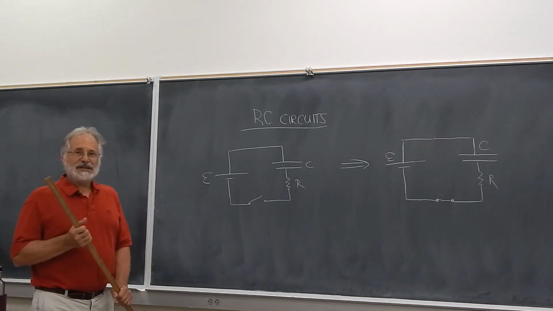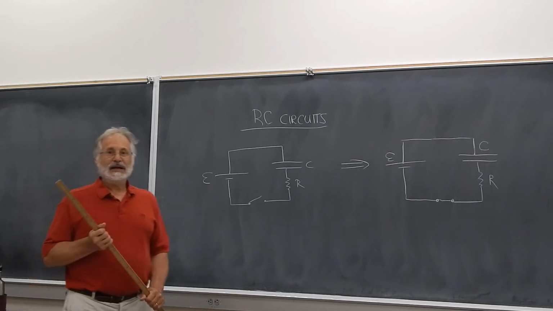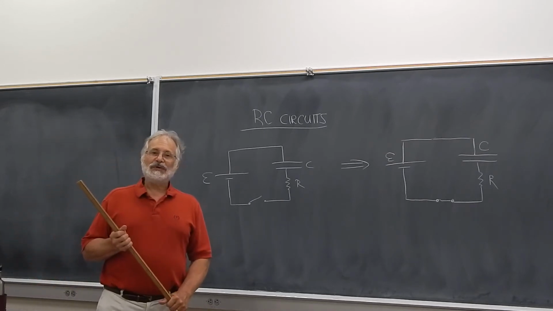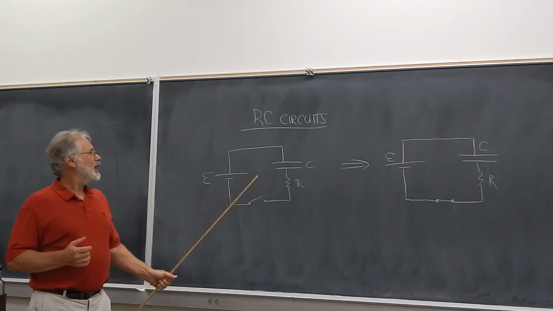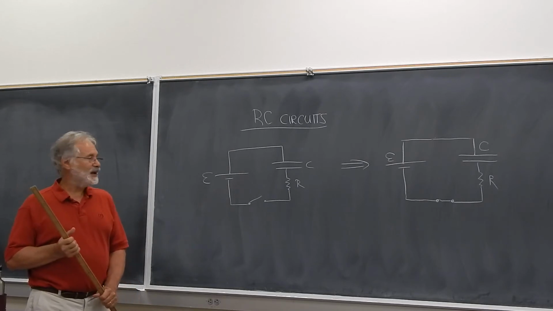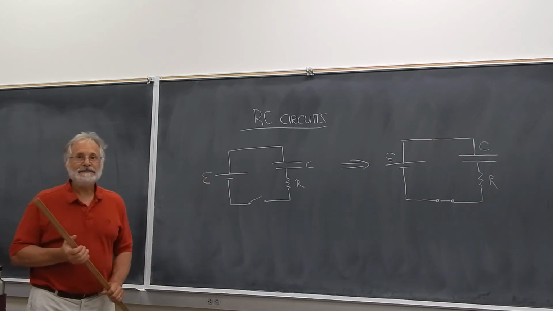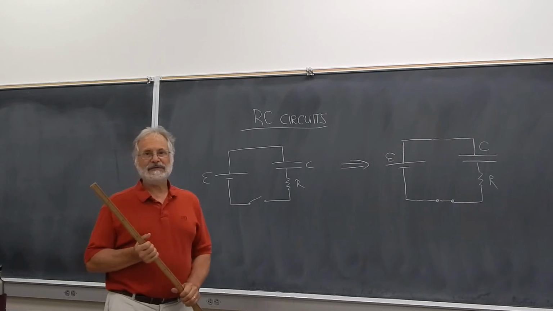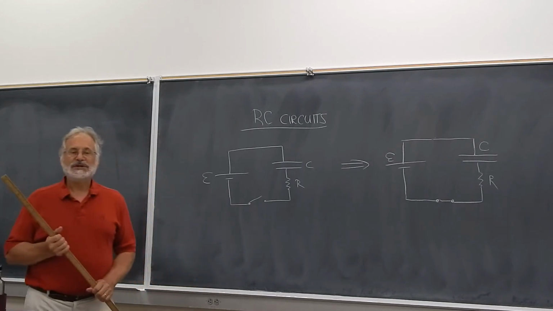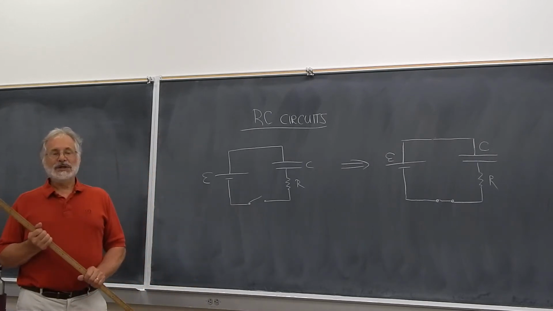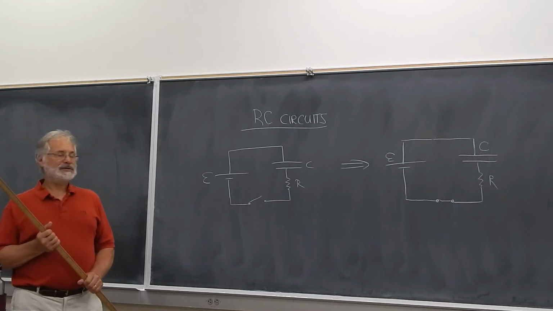Let's talk about RC circuits today. That is to say, a circuit that has both a resistor and a capacitor in it, along with a battery. And let's look at how they behave as compared with circuits that have only resistors in them or only capacitors.